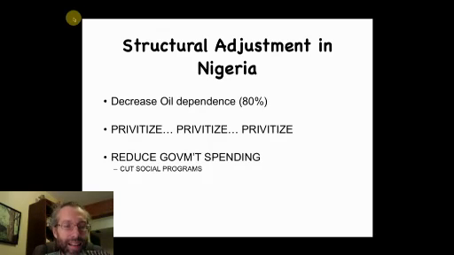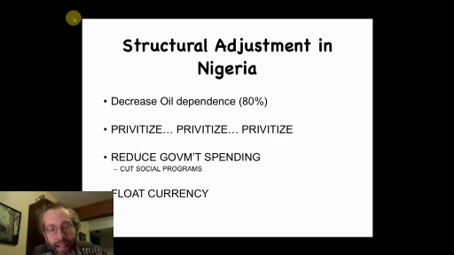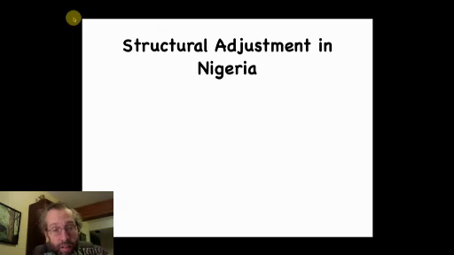Reducing government spending. This meant cut social programs. Education, healthcare, all the things that help the masses. This is not going to be popular. I don't know. It's hard for me to imagine why they thought this would be. Float the currencies. You've got to let that naira go. This goes back to the stories of when I was there and all the difficulties in trading your money because it was this fixed rate that was artificially low and it just was disastrous for the economy.